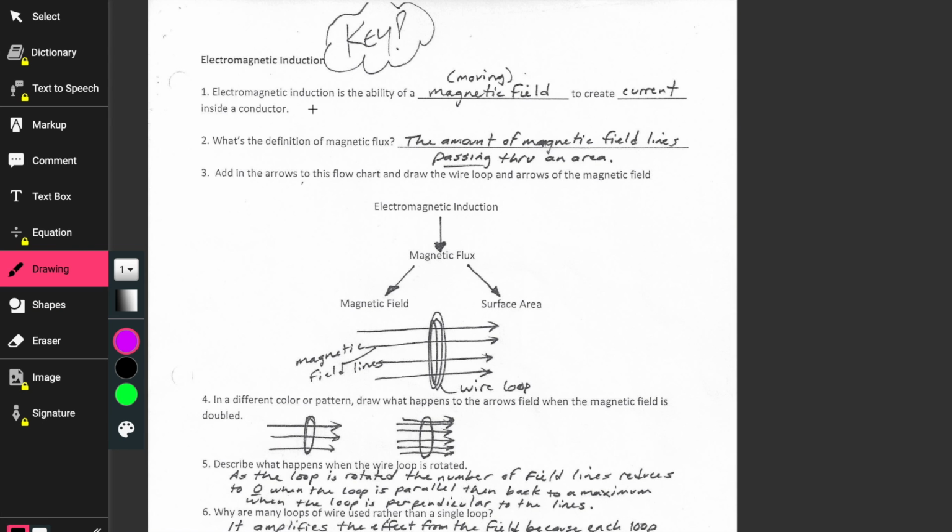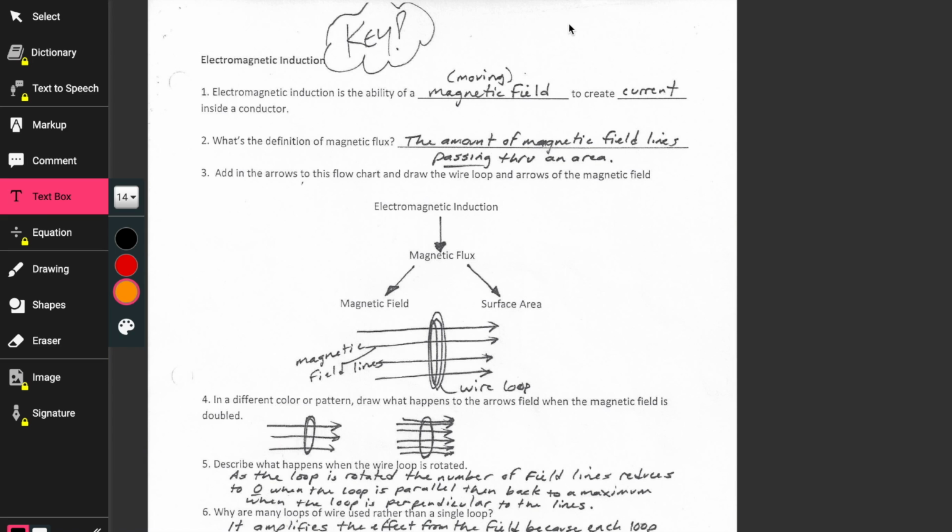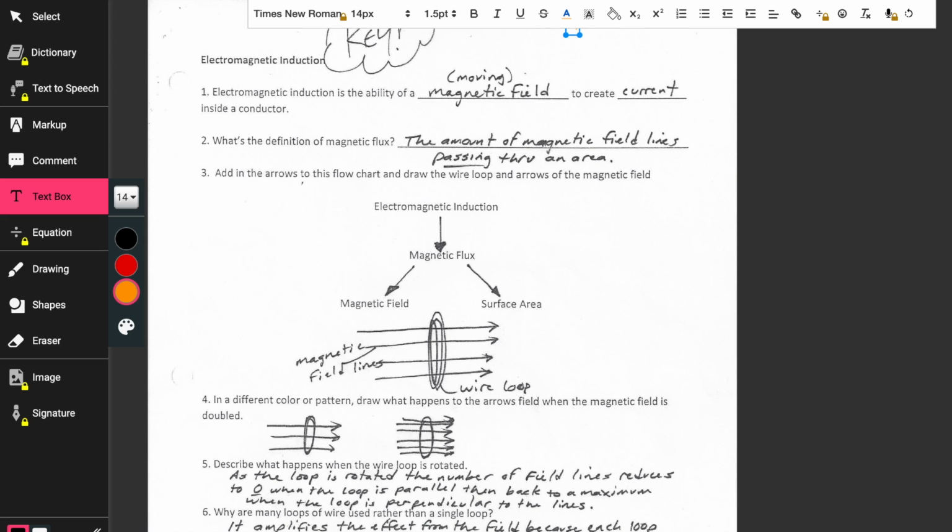Number one, electromagnetic induction is the ability of a moving magnetic field to create a current. And current, as we may or may not remember, is moving charge. So a moving magnetic field can create moving charge, also known as current.